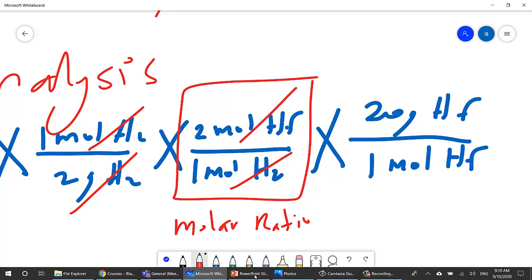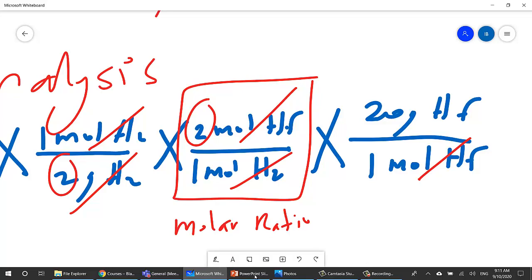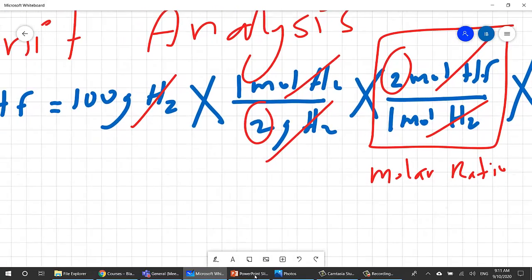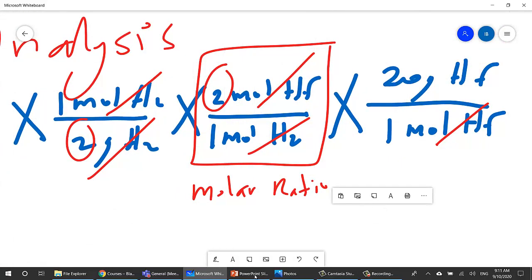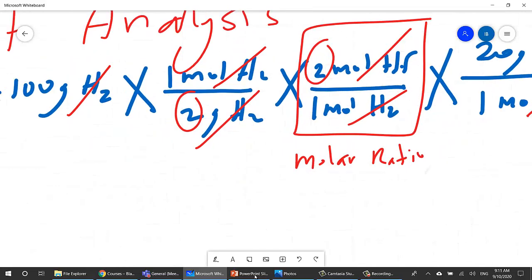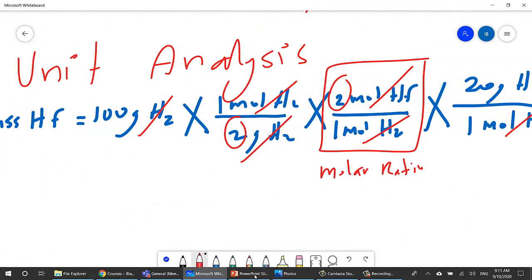Then this one goes with this one. Oh wow, and you see, that's the nice thing about unit analysis: this is also 2 grams, this 2 goes with this 2, they cancel out. Then you just multiply what? You just multiply 100 times 2 times 20, and you get the answer right away. It's 2,000 grams. See, one shot, you do it in one shot. 2,000 grams of HF is the answer.